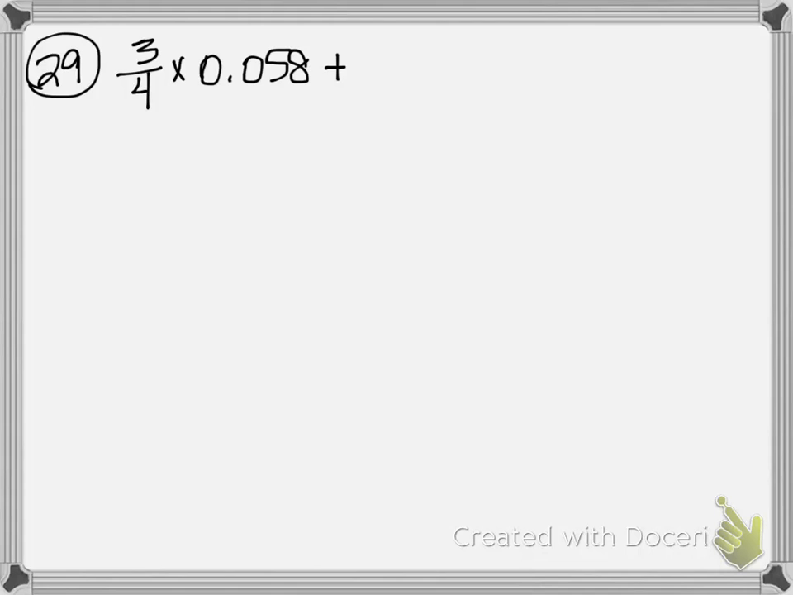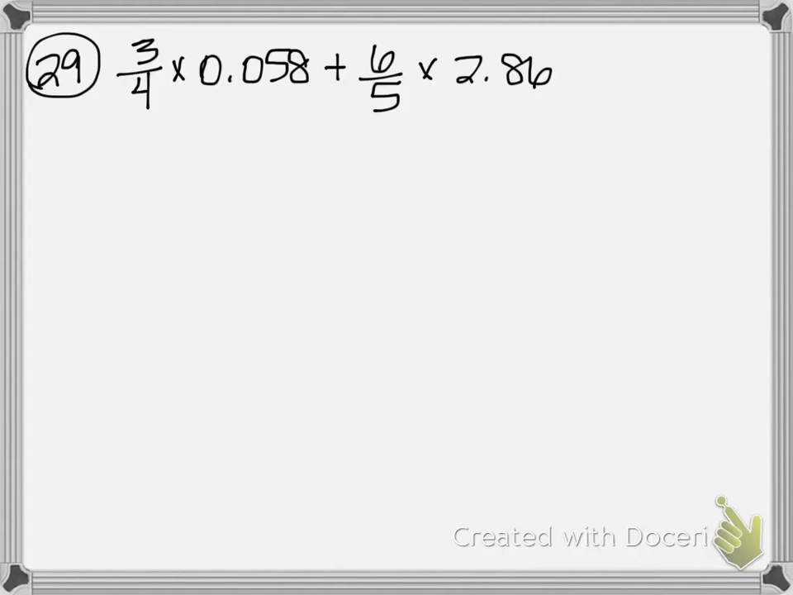Plus 6/5 and times 2.86. So I have 2 multiplications and a plus. So what do I have to do first in order of operations? I have to multiply. So I have 2 multiplications I have to do before I can add.